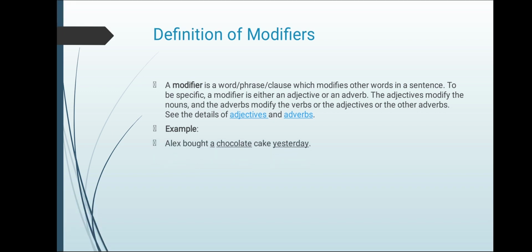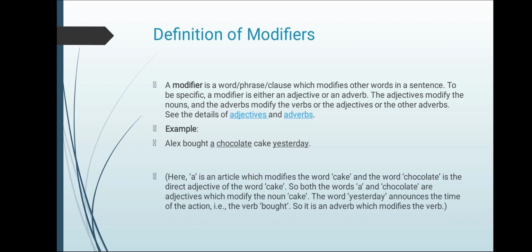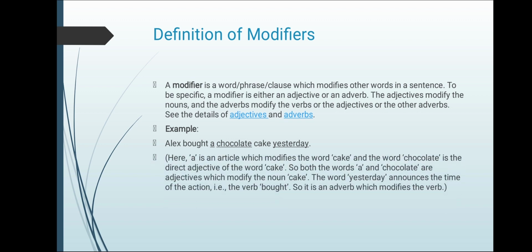Alex bought a chocolate cake yesterday. Here, a is an article which modifies the word cake. The word chocolate is the direct adjective of the word cake. So both the words a and chocolate are adjectives which modify the noun cake. The word yesterday announces the time of action, so it is an adverb which modifies the verb.